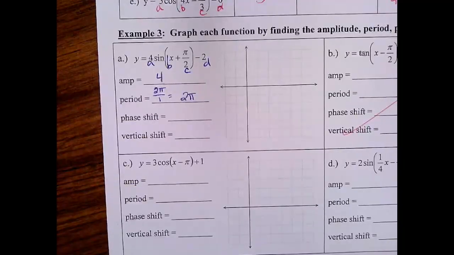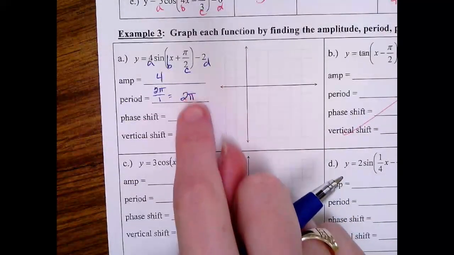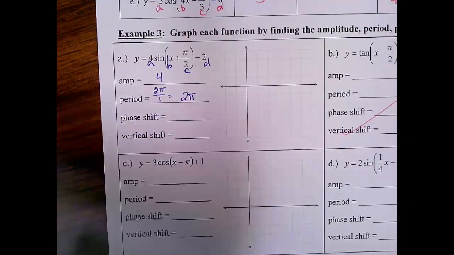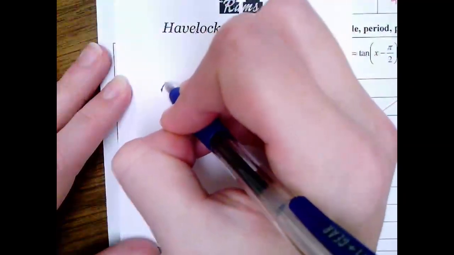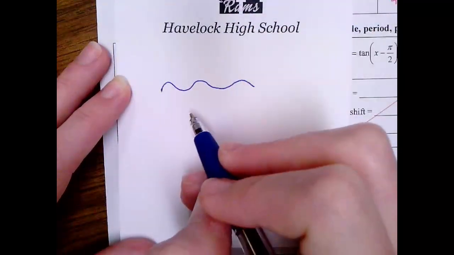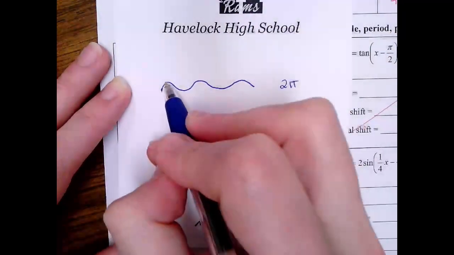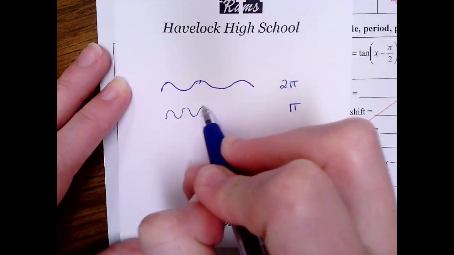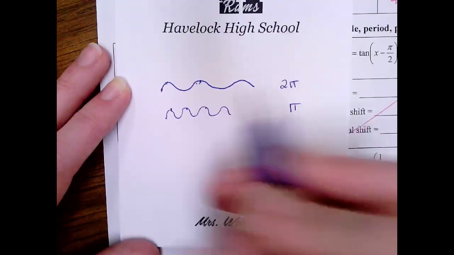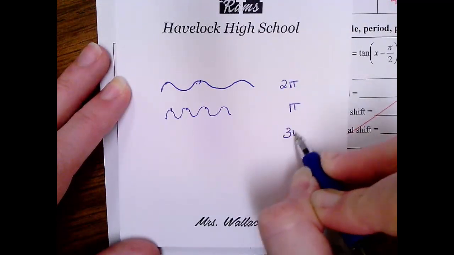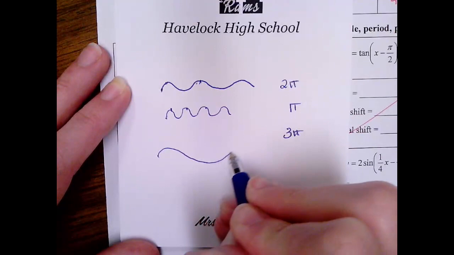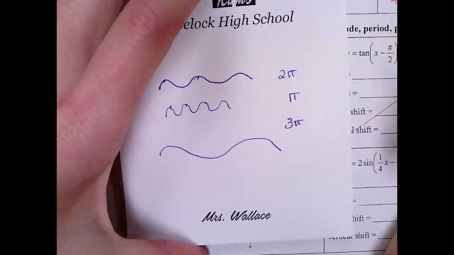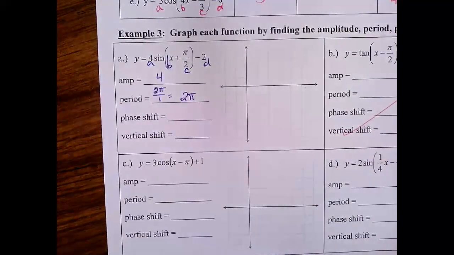So when does it repeat? Now, if this is smaller, then that means our graph is going, let me get a piece of paper. Okay, so let's say this is normal, and this is 2 pi, repetition. If you have a repetition of pi, you're going to get shorter because it's going to repeat quicker. And if you have a repetition of like 3 pi, then you're going to get more spread out and longer. Okay, so that's what the period changes do. Just wanted to kind of explain that.